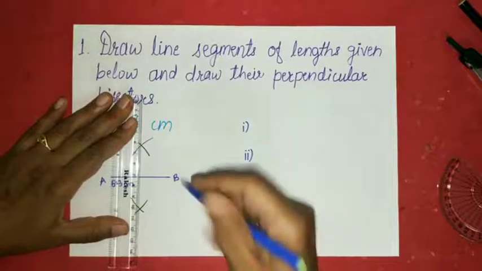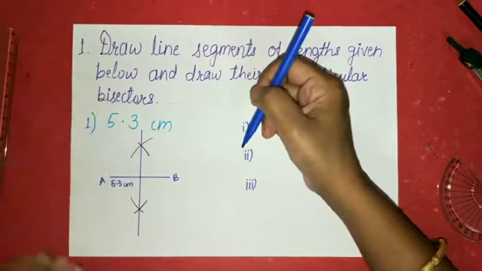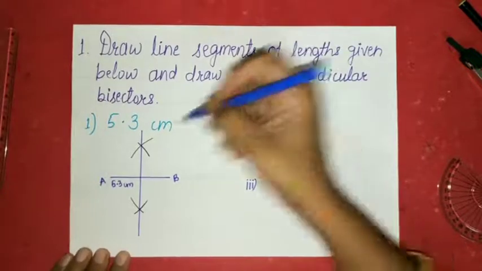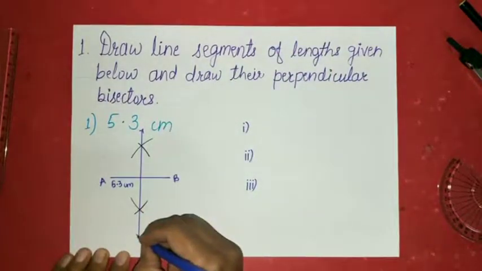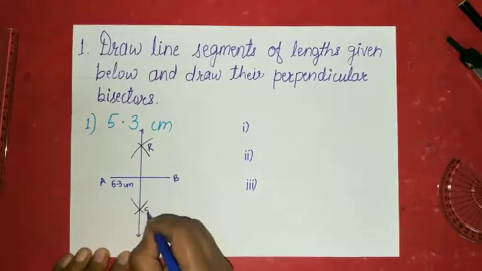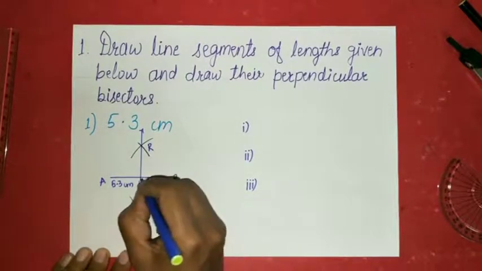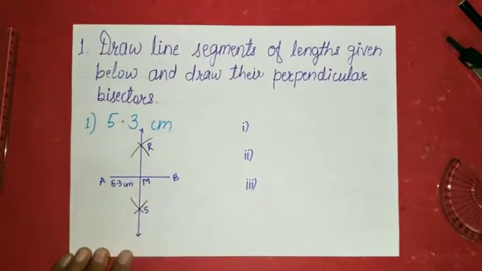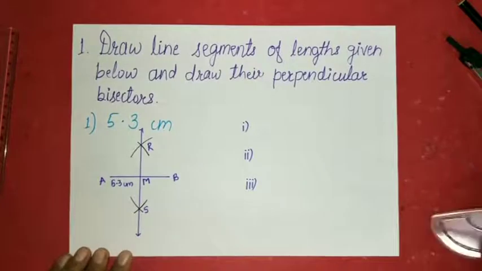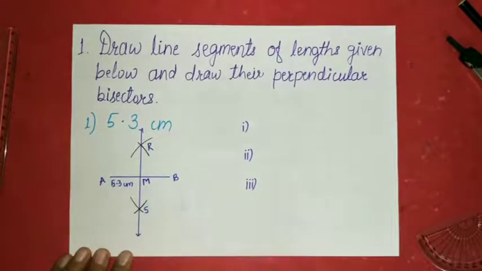Are you all able to see? I think it is very clear to you all. Draw the line passing through both the intersecting points. Give the arrow. Give a name to the line. Here I am giving RS to this line. Now give any name to this intersecting point. I gave here M. Now we will check whether line RS is perpendicular to segment AB.